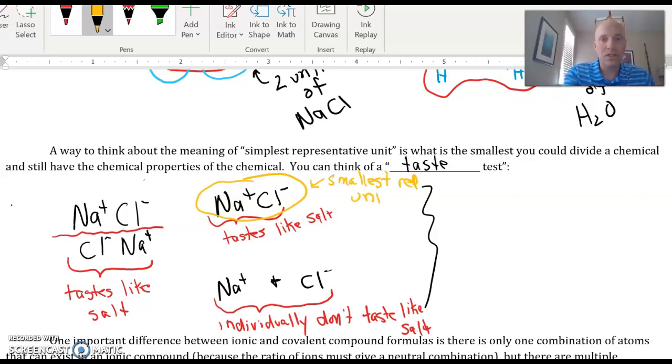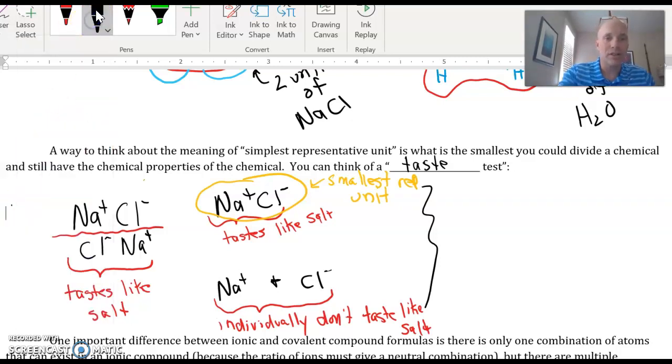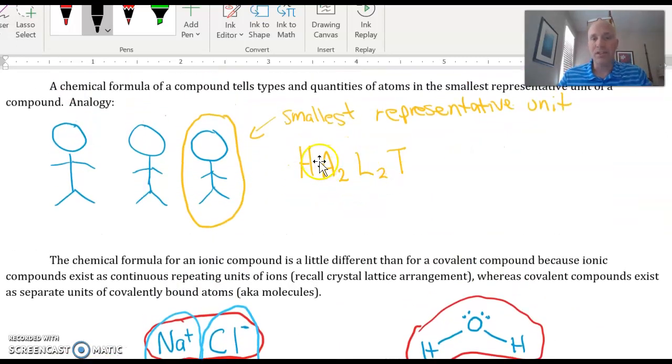That's going to be the smallest representative unit. And therefore, when we give a name to what this compound is, sorry, not a name, but a formula, it's NaCl, because that is the ratio of atoms in the smallest piece of that compound that still is that compound. In the same way that this is the numbers of things in the smallest piece of this picture, which is the smallest individual unit that you just have repeat copies of.